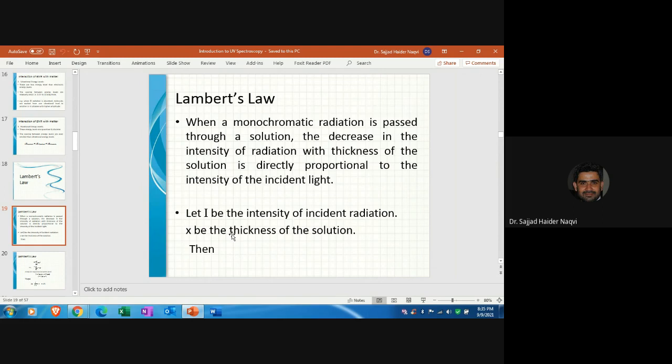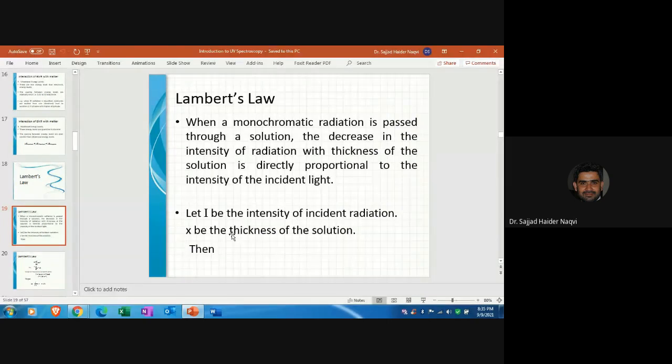Let me rephrase this in an easier way. You have a source of radiation which is monochromatic. I'm sure that you guys know what is monochromatic, single wavelength, right? So we have a radiation source and we pass it through a solution. That solution has some compound in it, some atoms and molecules. The monochromatic radiation that you pass through the solution will have a certain intensity.